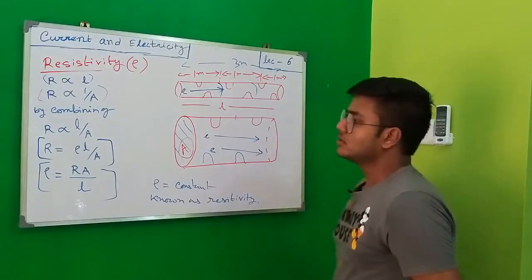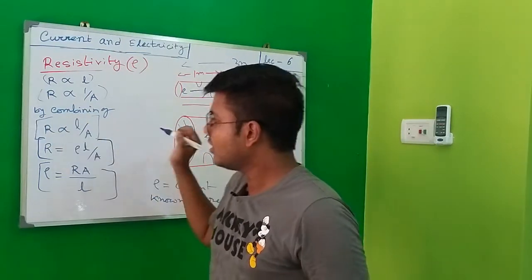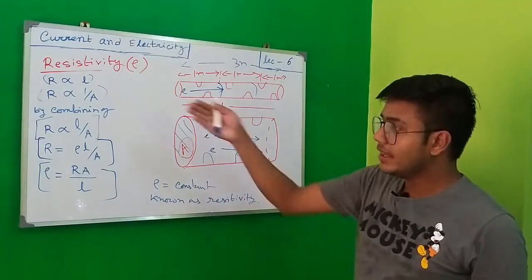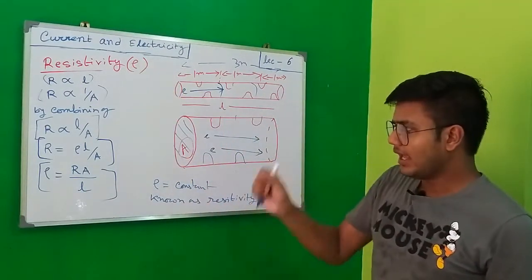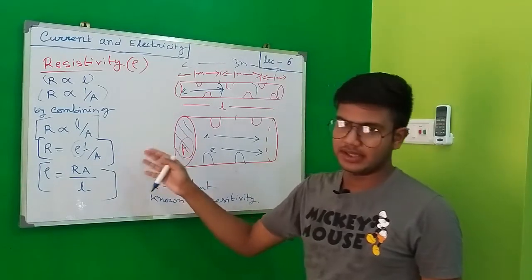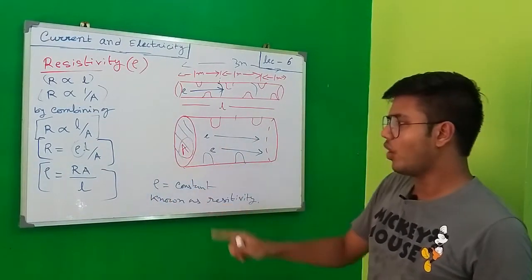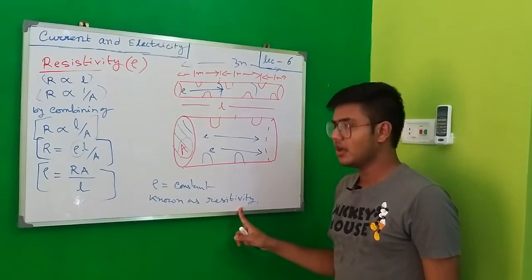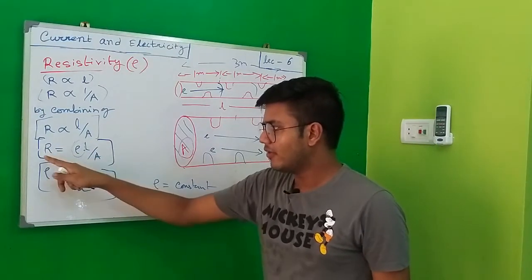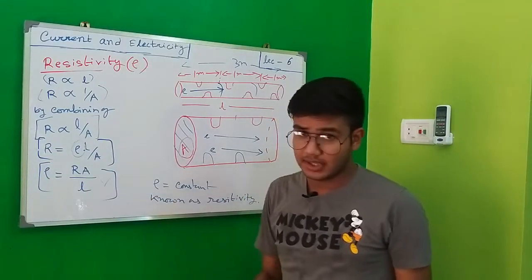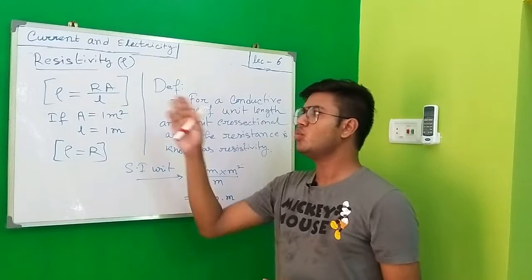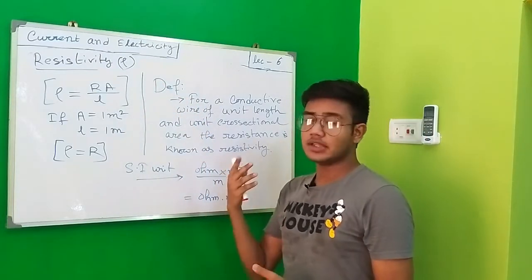So the resultant relation, by combining these two, is R proportional to L by A. By taking a constant term rho, we can write that R equals rho L by A. That constant term is expressed by resistivity. If you rearrange this in the form of resistivity, you will get RA divided by L. This is the formula of resistivity. So we just learned that rho equals RA by L, where rho is the resistivity.